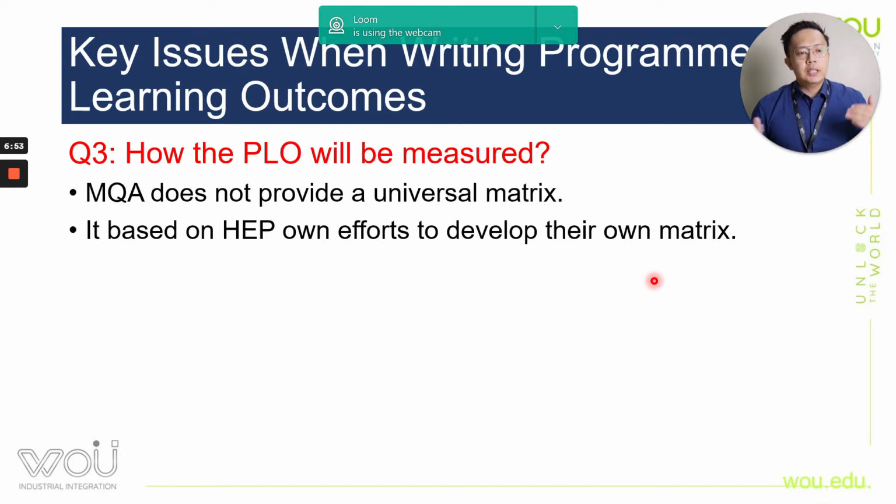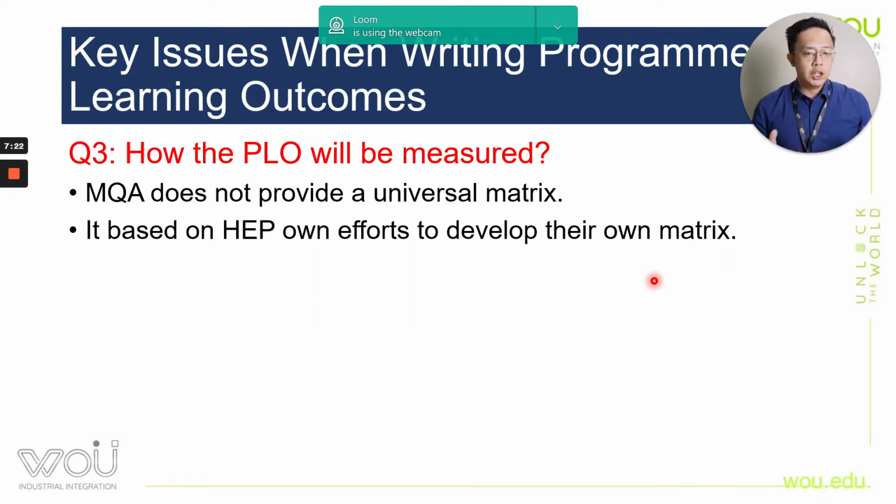The third issue is how PLO will be measured. MQA does not provide any universal metrics for the HEP to refer to or use to measure the PLO. But the measurement of PLO is a must for every institution. In the past, we tended to use qualitative methods where we assumed that once the students achieve the CLO, they will automatically achieve the PLO.